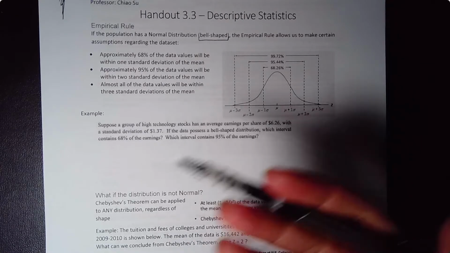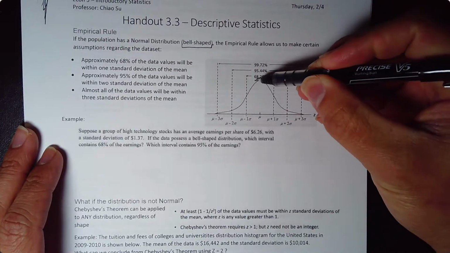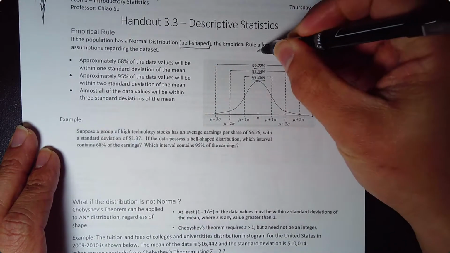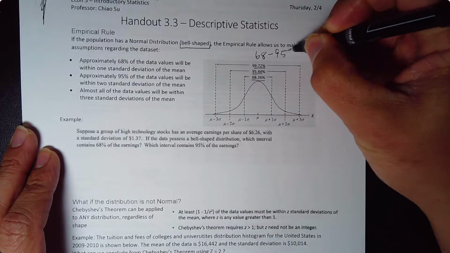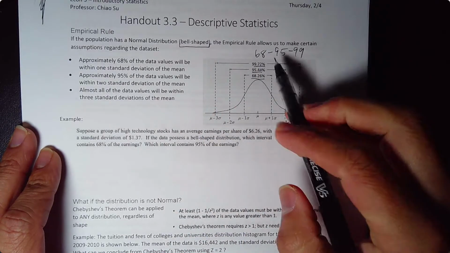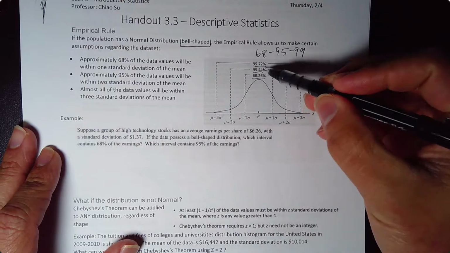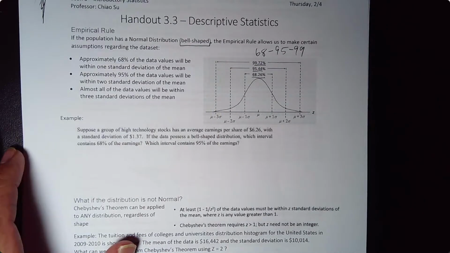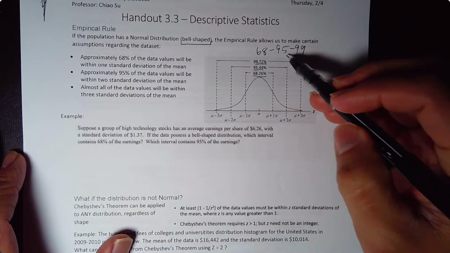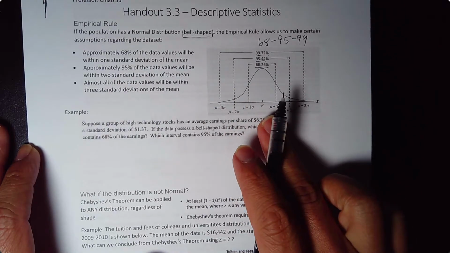The empirical rule states this, and roughly speaking, we can also call it the 68, 95, 99 rule. If you want to memorize it, that's how you can memorize it. I'm not very picky on the decimals because at the end of the day, this is just an approximation anyway. If you just want to remember 68, 95, 99, I'm fine with that. We're looking at standard deviations.